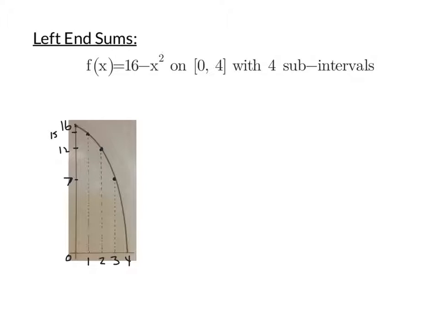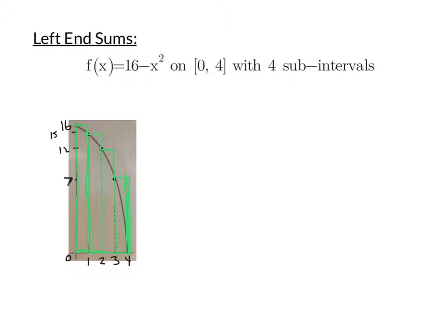Then I'm going to draw a rectangle from the left side of each interval. So my first interval goes from 0 to 1. I'm going to take the left side of that and draw a rectangle. Then I'll do it again on the next interval from 1 to 2. Start at the left side and draw a rectangle. From 2 over to 3 and finish up with 3 over to 4.